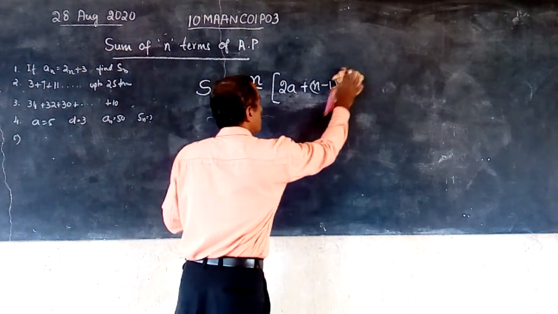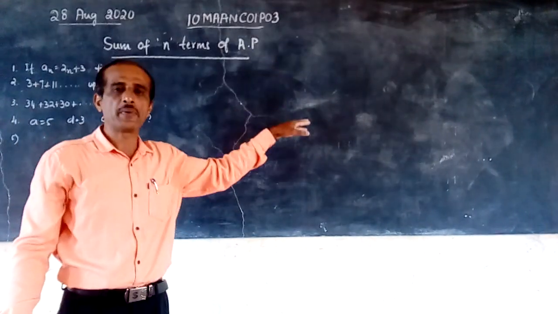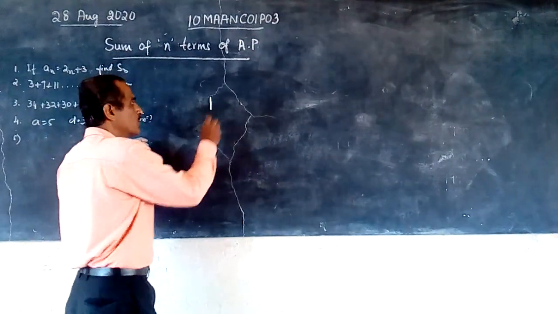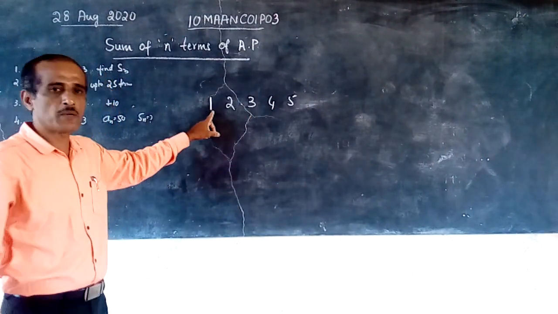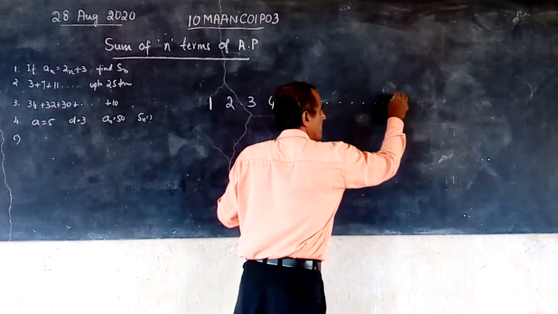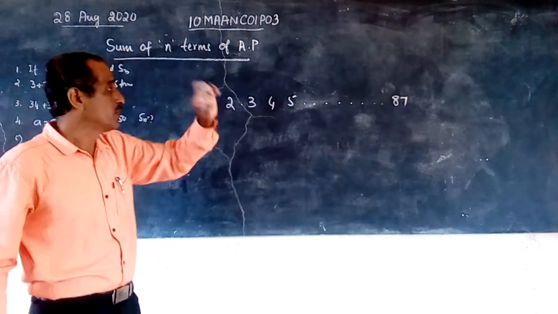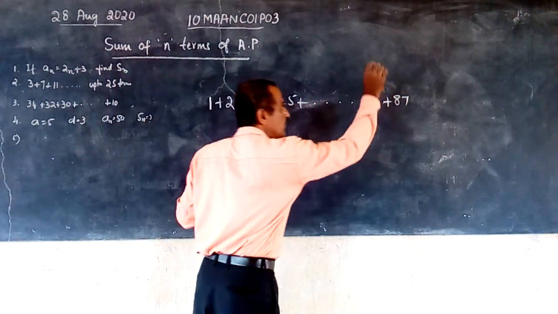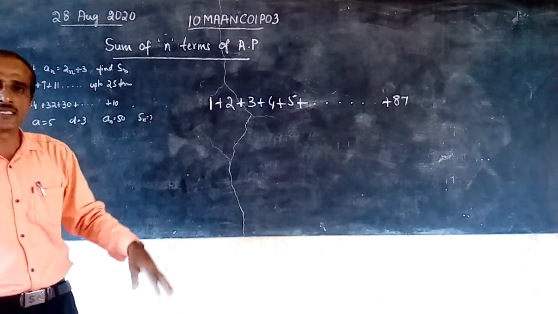Suppose the first n natural numbers are given. These are also numbers in AP. Natural numbers means what? See, the first natural number is 1, then 2, 3, 4, 5. These are all natural numbers. Natural numbers start from 1 and continue like this. For example, suppose the last is 87. What is the sum of the natural numbers up to 87? If you add them, you will get a large number.